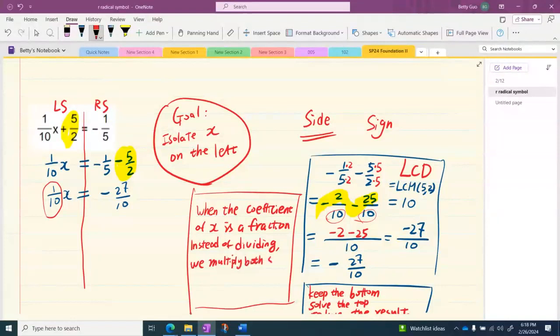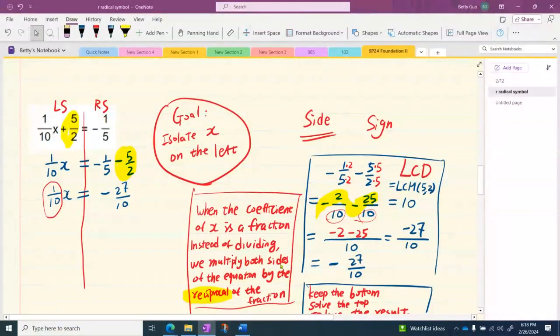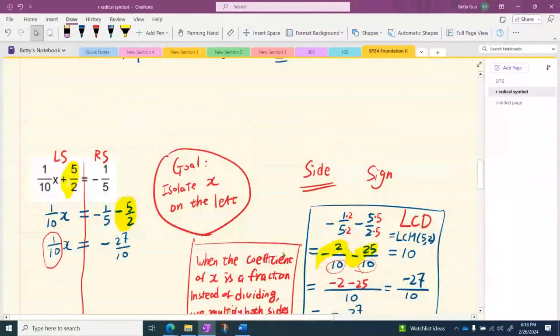both sides of the equation by the reciprocal of the fraction. Here we have a concept, reciprocal. Reciprocal is very often mistaken or confused with opposite, even though I think the two concepts are so different.